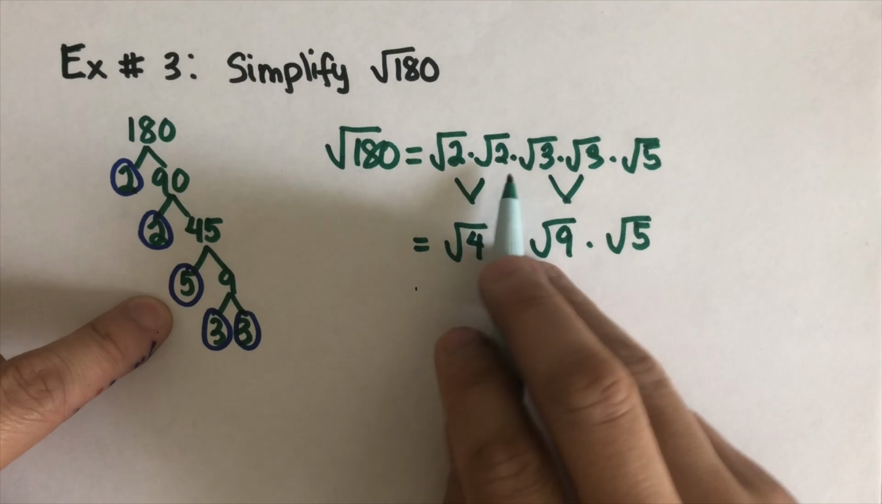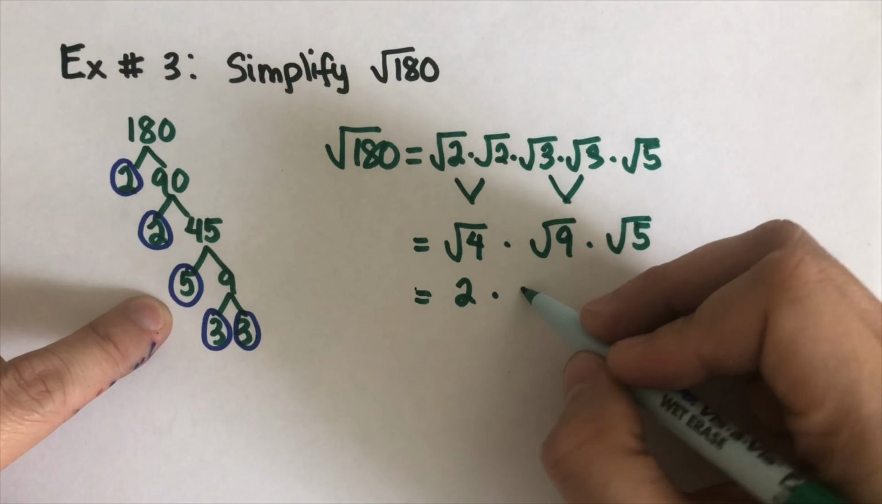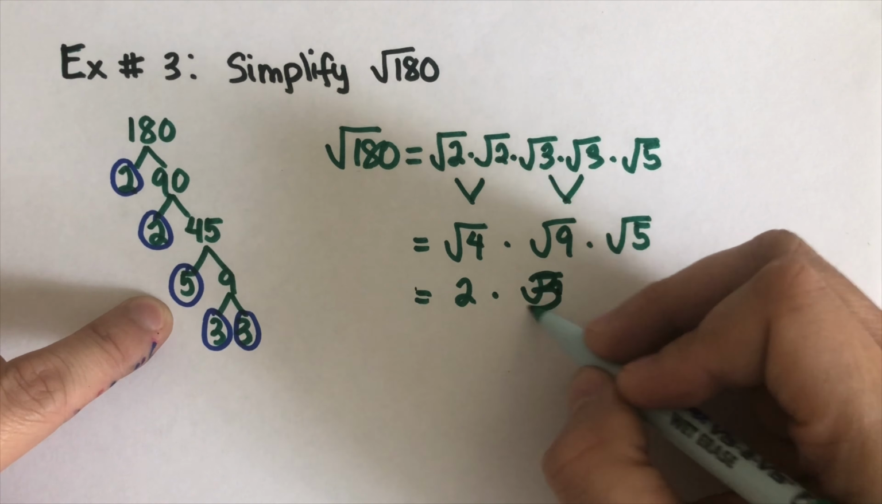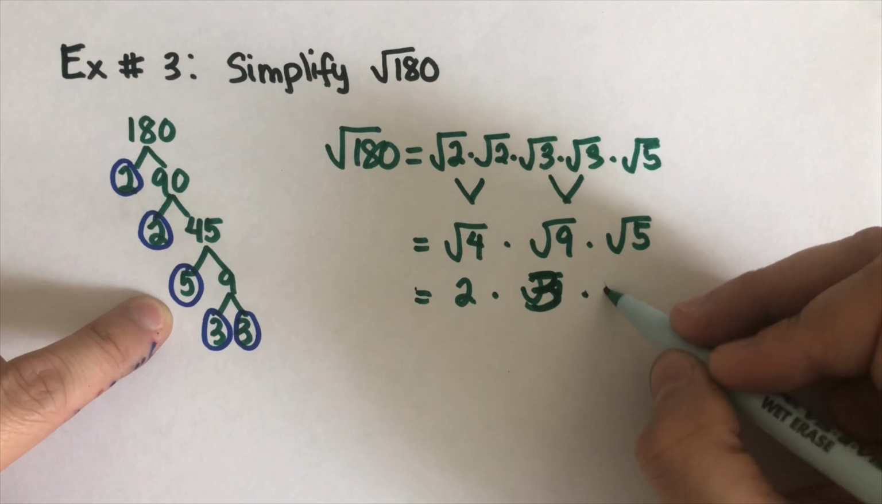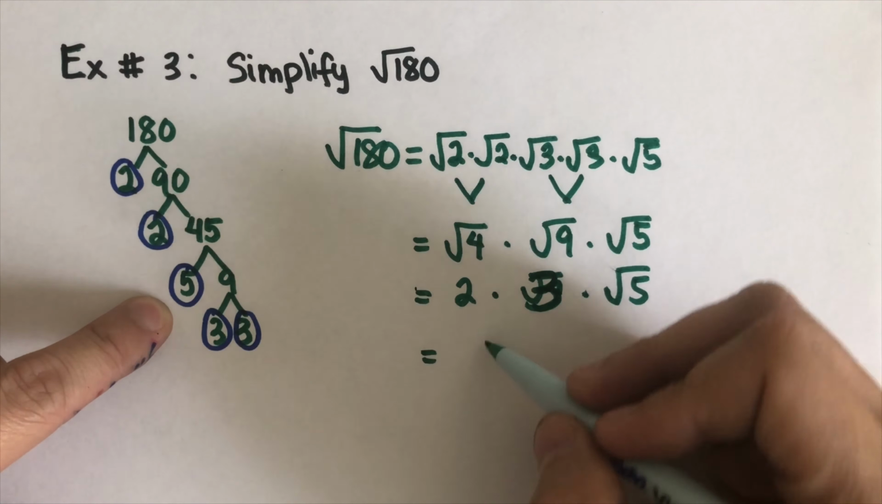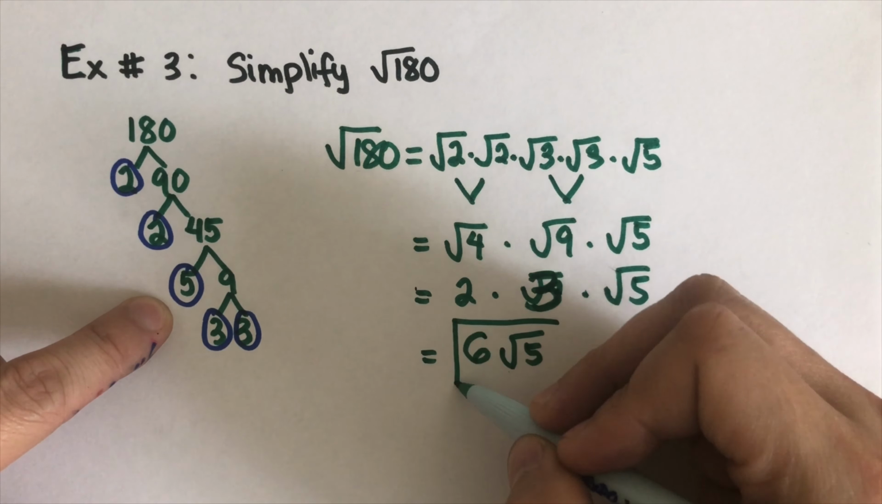These are perfect squares since we partnered them up. So square root of 4 is 2 times, the square root of 9 is just 3. And then we got the square root of 5. So then 2 times 3 is a 6, and then square root of 5.